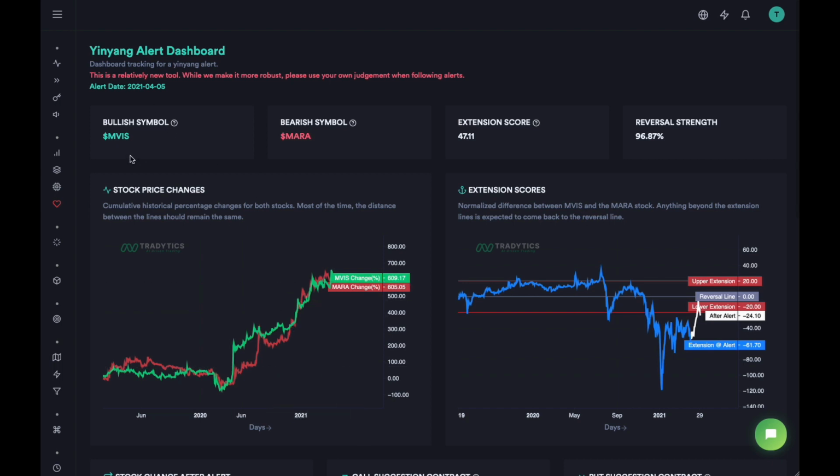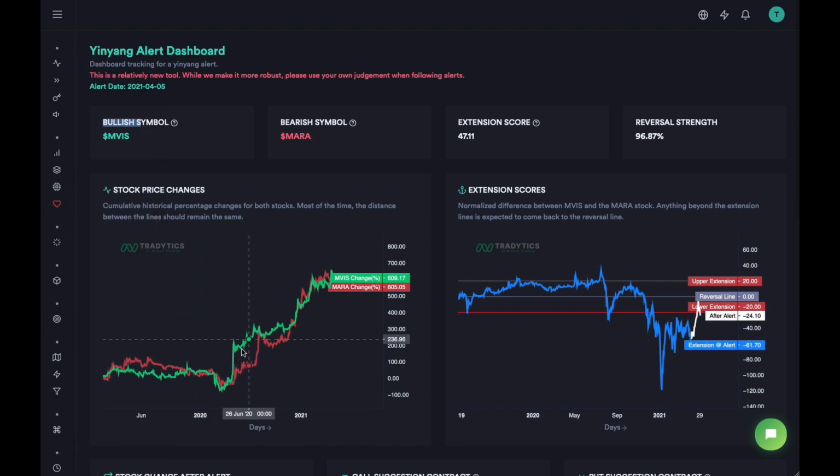This is an example for MVIS and MARA, where we have MVIS as the bullish symbol and MARA as the bearish symbol. We can see that MARA is red and MVIS is green. MARA and MVIS always remain at almost the same distance from each other, right here. Now at this point the distance gets too close, right? And for probably 2 months, the distance remained too close for MARA and MVIS.